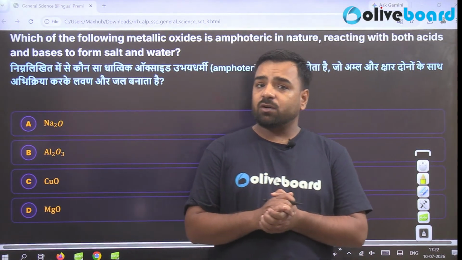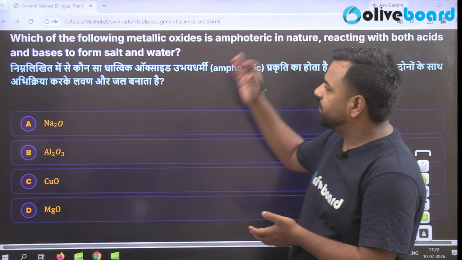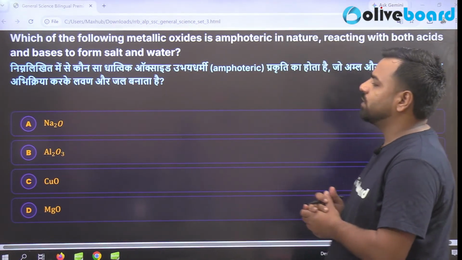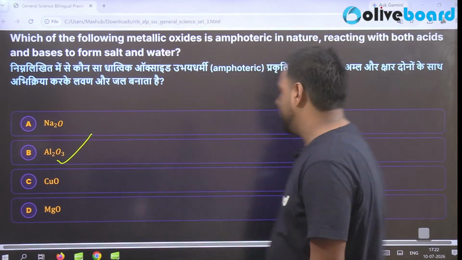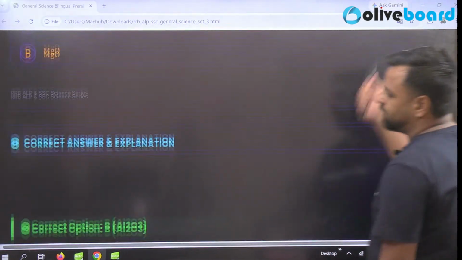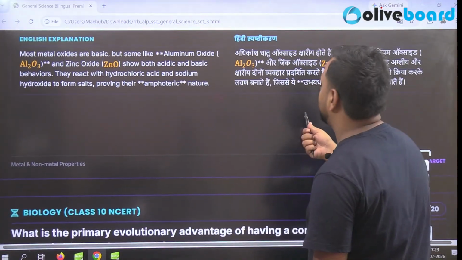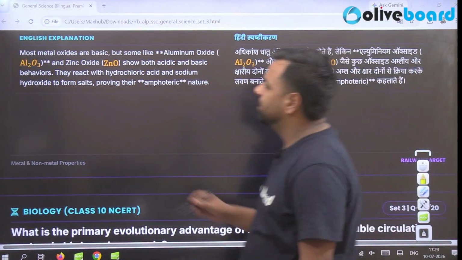So the amphoteric oxides are the ones which can react with both acid and bases to form salt and water, and here the perfect answer is Al2O3, that is aluminium oxide. So here's the complete explanation. And one more thing, not only Al2O3 but also ZnO.